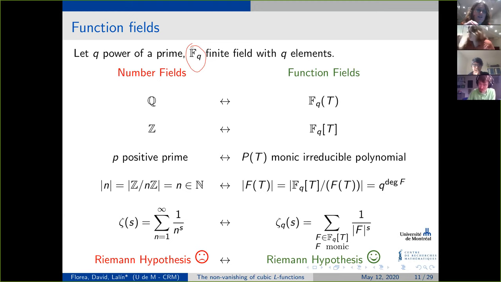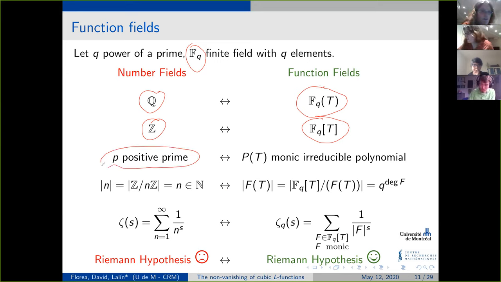In this context, you can build a whole theory of arithmetic that is very similar to what you get over the rationals and integers. The way to think about it is that instead of having the integers, you now have polynomials with coefficients in this field. While the rationals are the fraction field of the integers, you have the rational functions as the fraction field of these polynomials. Then instead of having the positive primes, you get the monic irreducible polynomials. If you don't take monic, it's like taking the primes and the negative primes. I'm thinking in terms of generators for ideals. So in terms of ideals, you just keep the monic polynomials.